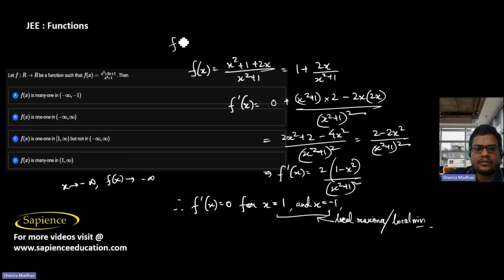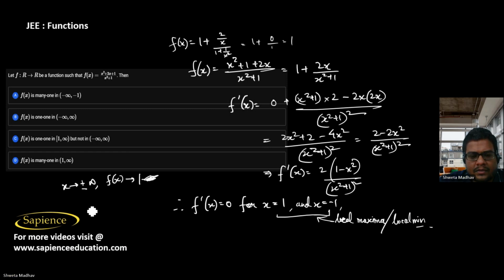So f of x we can write it as 1 plus 2 by x over 1 plus 1 by x square. So when x tends to infinity, this will be 0. So 1 plus 0 by 1, that will be 1. So f of x will tend to 1. When x tends to plus infinity also, that will tend to 1.